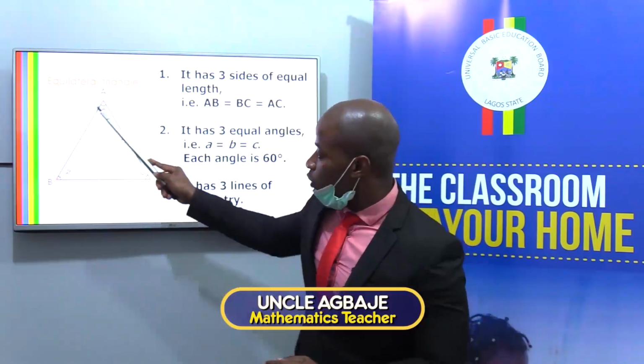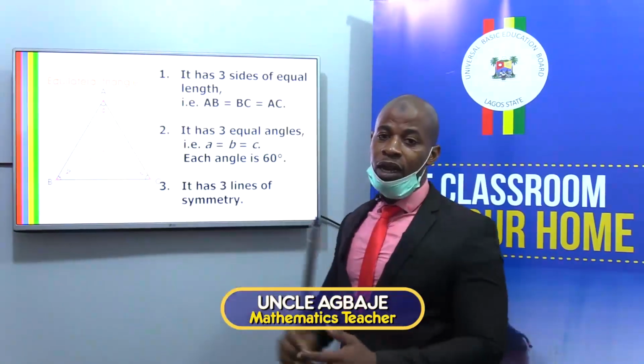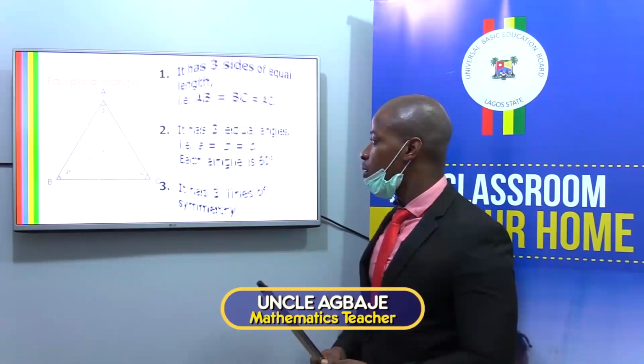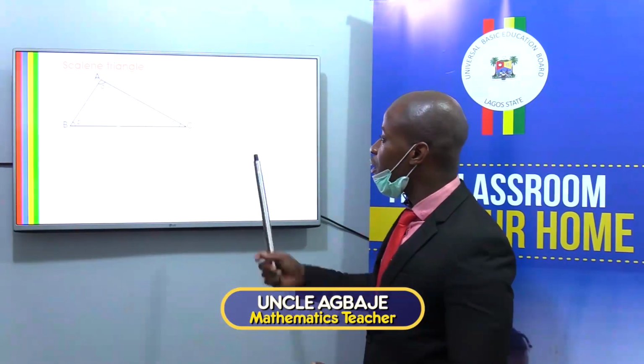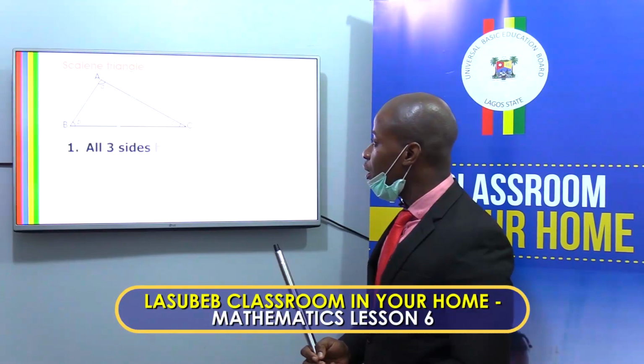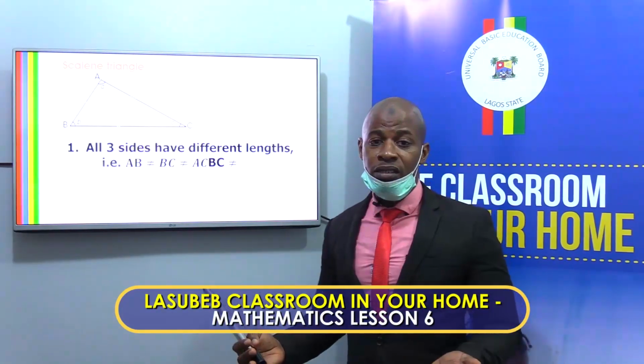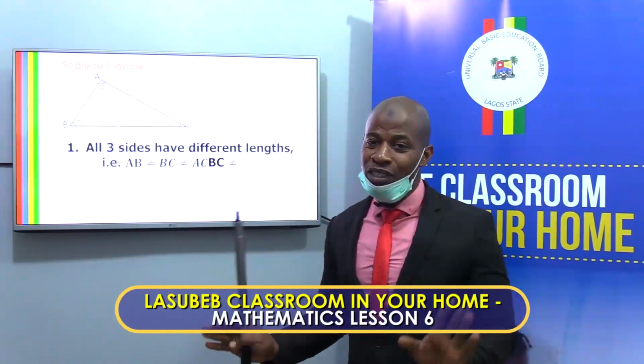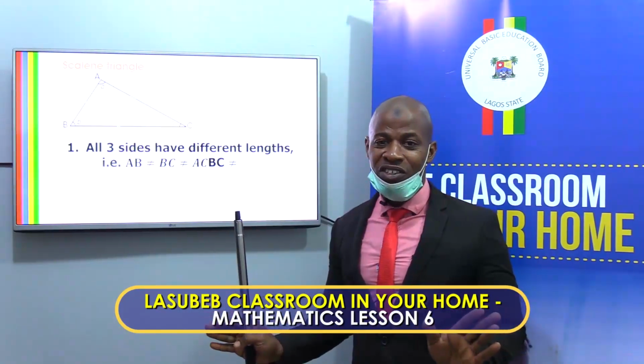And along this way from here to here, that's another line of symmetry. We'll talk more about triangles in subsequent lessons. Now this is the scalene triangle. The thing about the scalene triangle is that it's very easy to remember. None of its sides are equal and none of its angles are equal. That's just the scalene triangle for you.